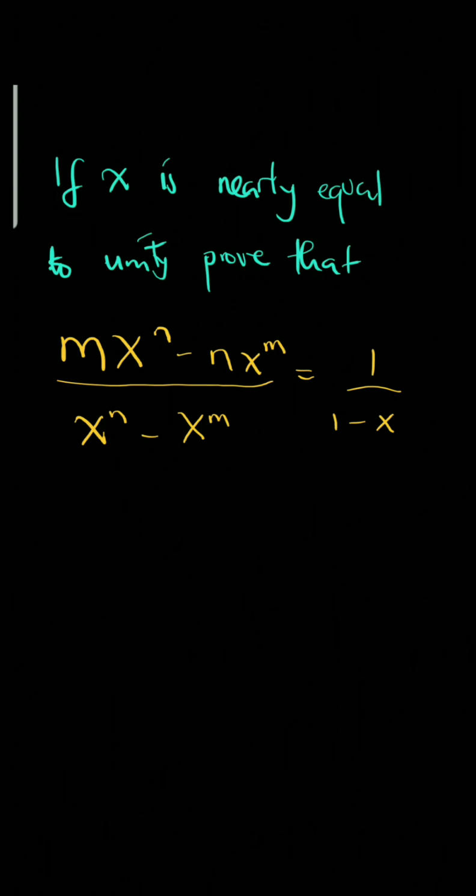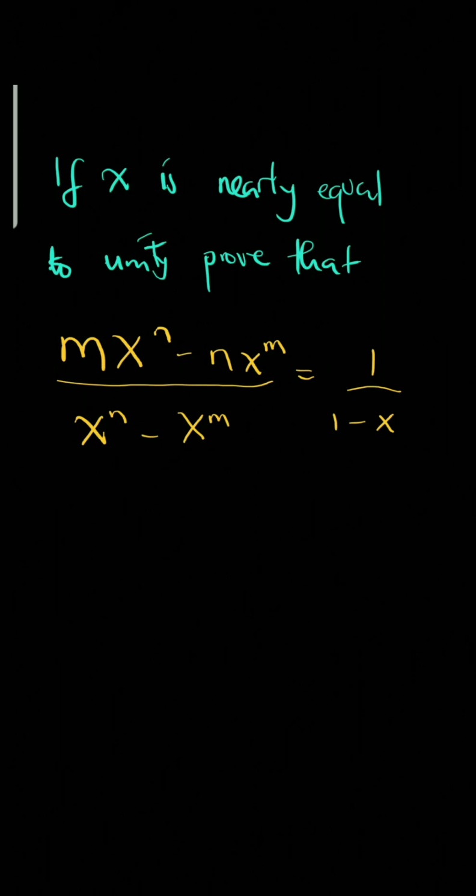We have this question which is proof based. The question goes like this: if x is nearly equal to unity, prove that (mx^n - nx^m) / (x^n - x^m) is equal to 1 / (1 - x).